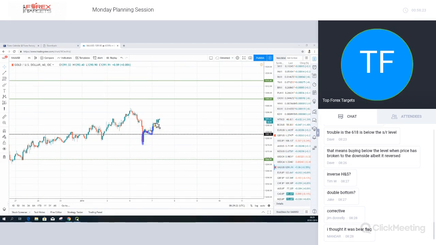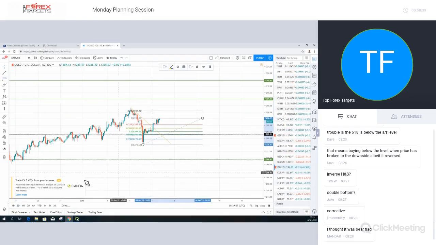1, 2, 3, 4, 5. So what this means is, if we have 5 waves up and we have an impulsive move to the upside, we should be looking for what? A corrective move. And this corrective move would be somewhere down in this area.